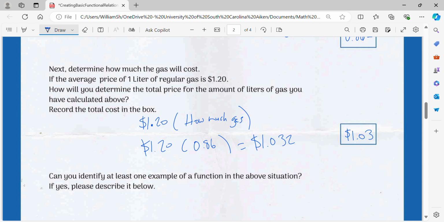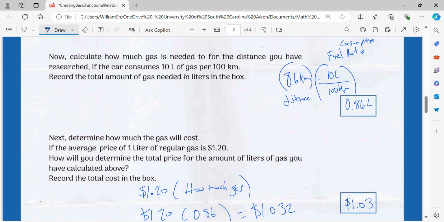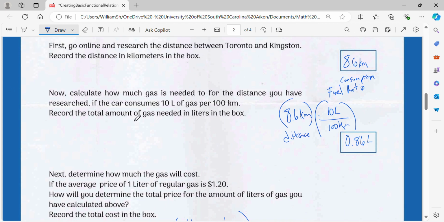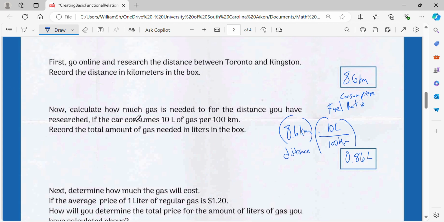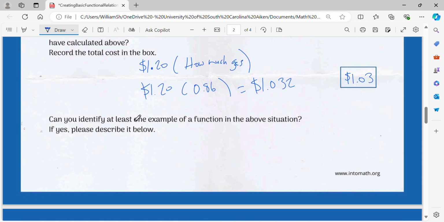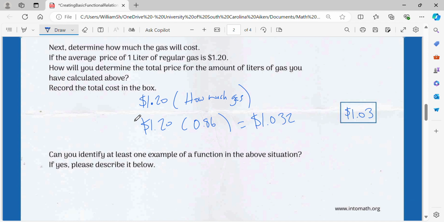All right, can we identify at least one example of a function in the above situation? If yes, describe it below. I see 2 examples of functions that we have created. We've created a function in determining how much fuel we're going to consume, and we have also created a function in determining how much money we are going to spend.